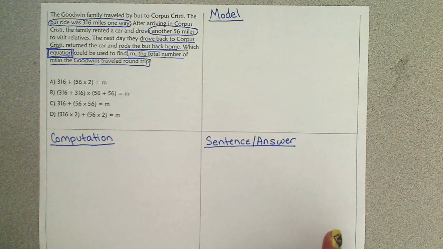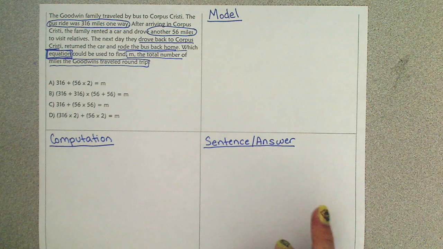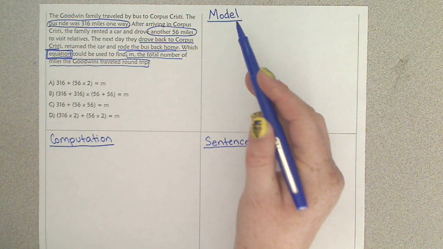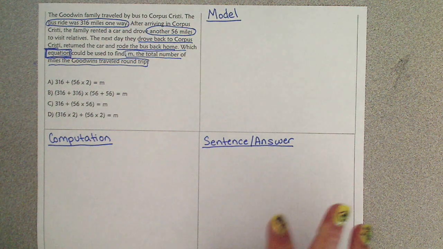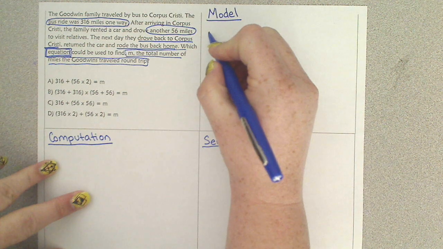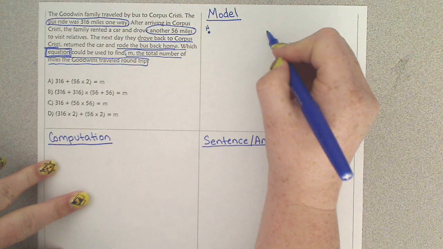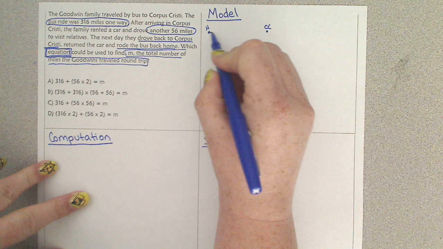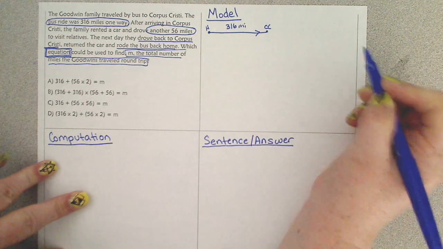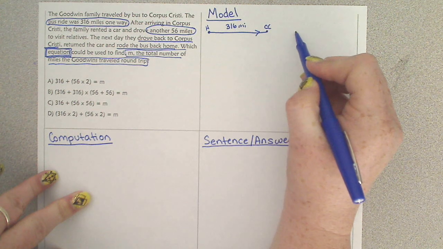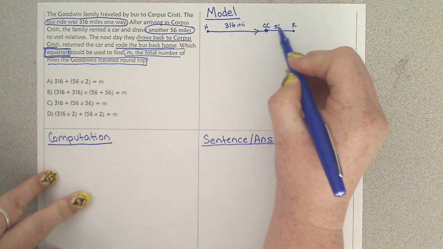I'm going to draw this two different ways. I know that the total is what I'm being asked to look for. But before I get to the actual traditional model, as far as what you've seen with model drawing, I'm going to give myself a little bit of a different picture. So I'm going to say that they started at home, and it says that they traveled by bus to Corpus Christi. And going to Corpus Christi was 316 miles. Then they traveled by car to visit relatives, and from Corpus Christi to their relatives was 56 miles.